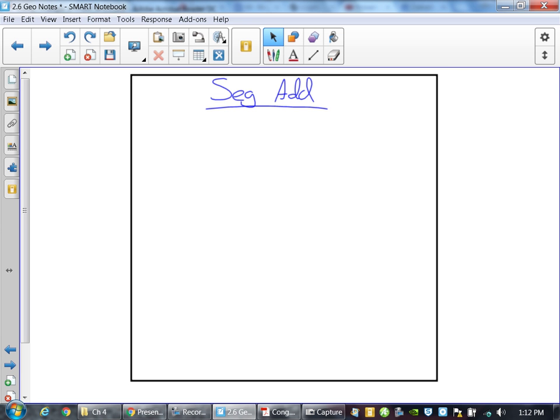So for segment addition, yes, I'm going to put segment addition, and then in the same box I'm going to talk about angle addition. Just one little heads up, things to look for, because we're going to use these a lot in the next couple of days. In segment addition, the only rule you have to worry about is collinear. But remember, it means segment plus segment equals a bigger segment.